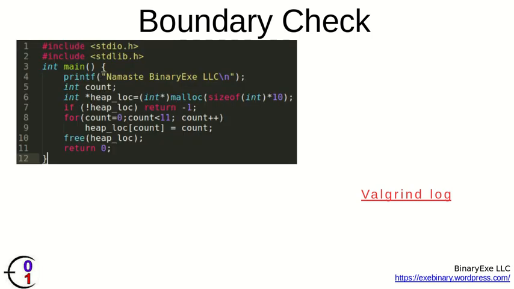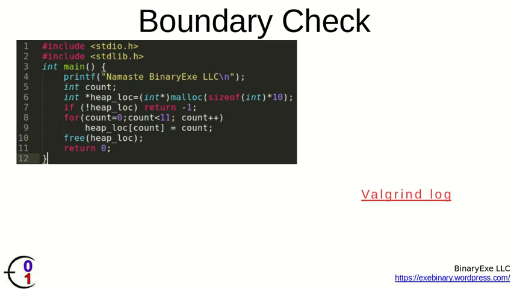So suppose here in this code, if you see line number 6, I'm trying to allocate a memory of 10 elements of integer type variable. But in line number 8, if you see, I'm increasing the count from 0 to less than 11, that is 10. So total 11 elements I'm trying to use here.